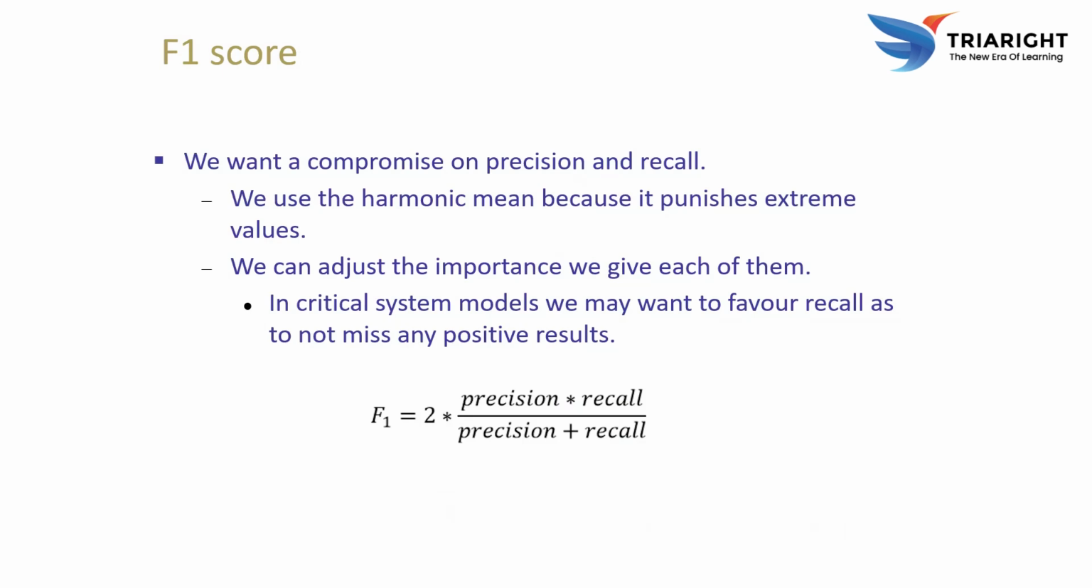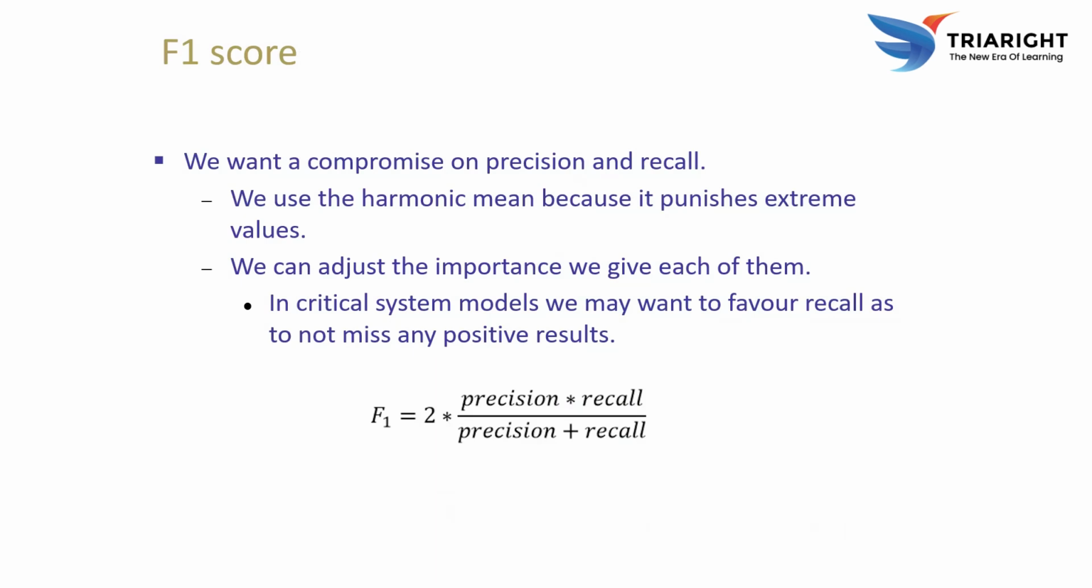F1 equals 2 times precision times recall over precision plus recall. So we can say that the F1 score is the harmonic mean of precision and recall. It is a single composite metric widely used to evaluate classification models, especially in situations with imbalanced data sets. It provides a more accurate reflection of model performance than accuracy alone.